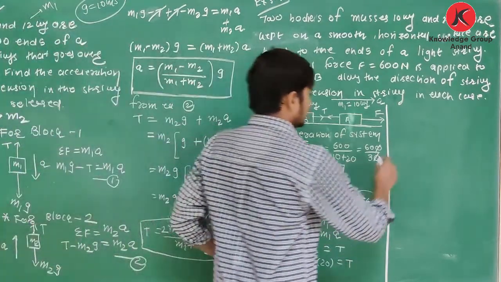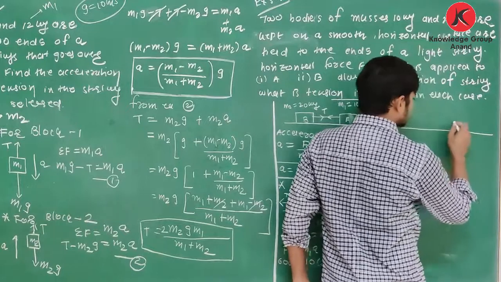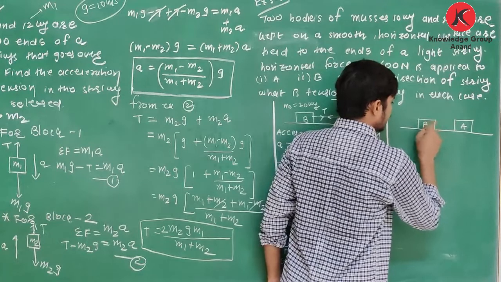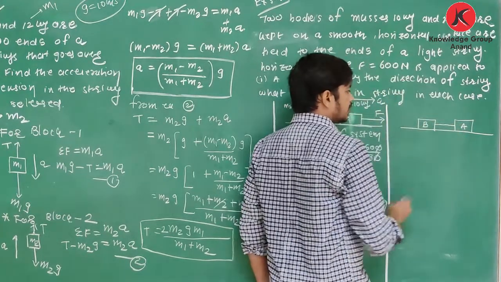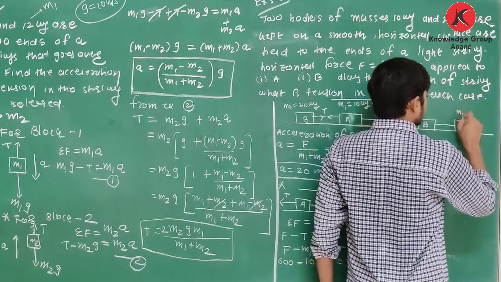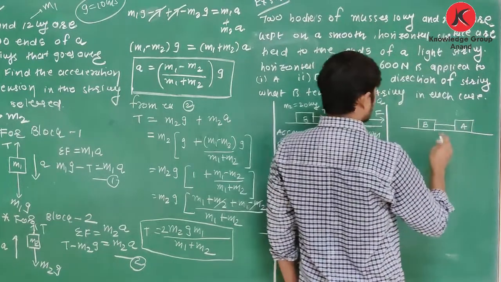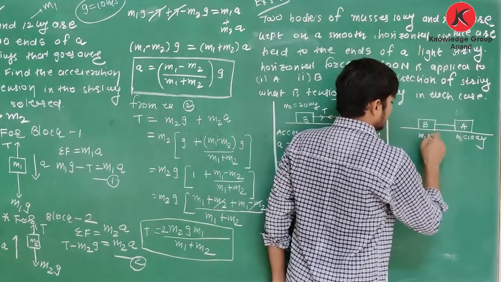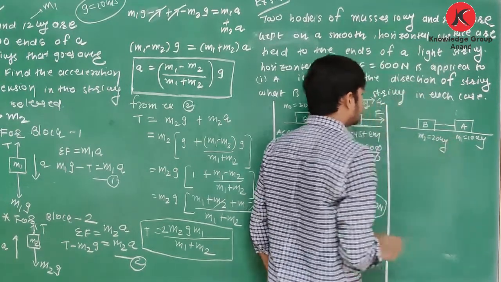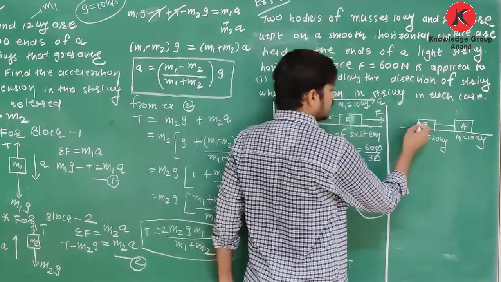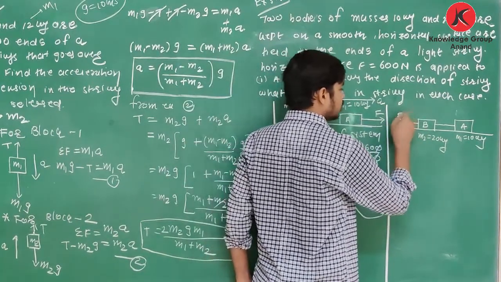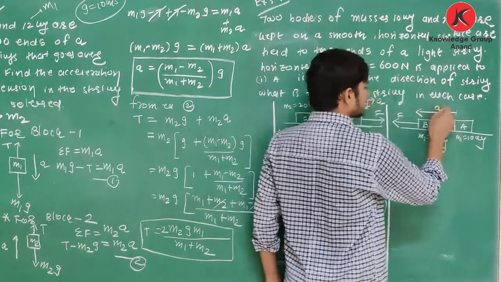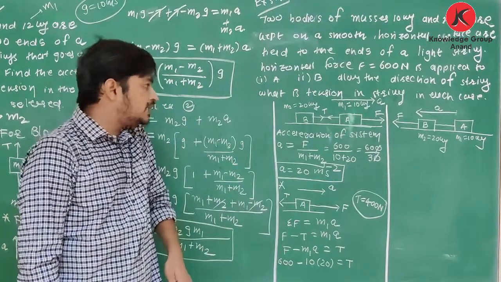Now second case. Same system. A and B connected with the help of a string. Its mass M1 is equal to 10 kg. Its mass M2 is equal to 20 kg. Now force is applied on B. So obviously the acceleration of the system will be in this direction.